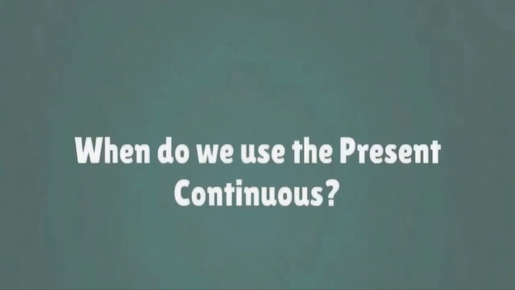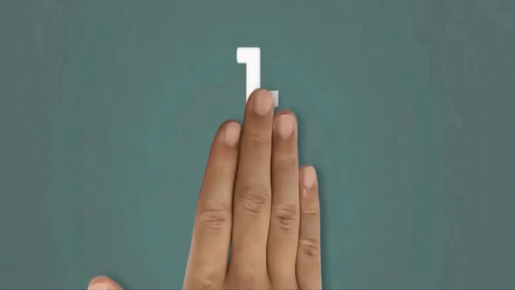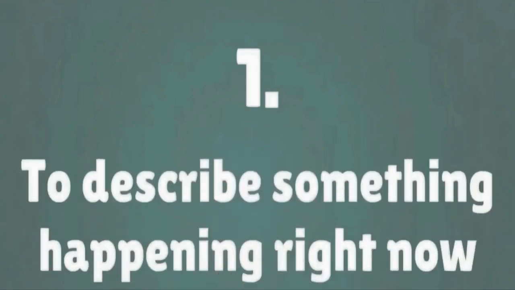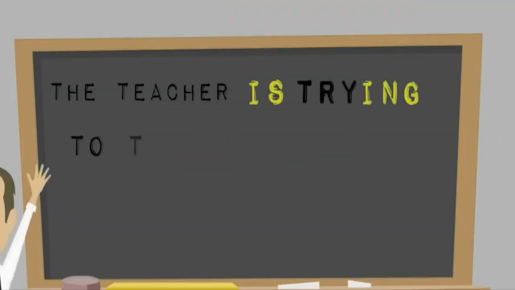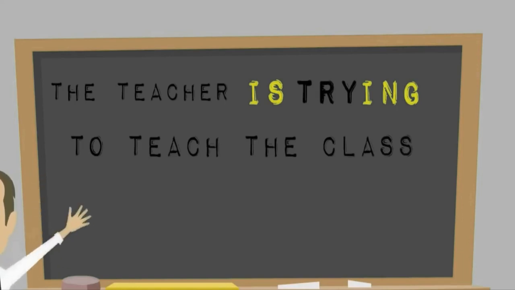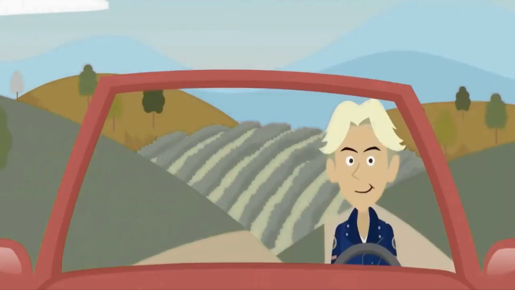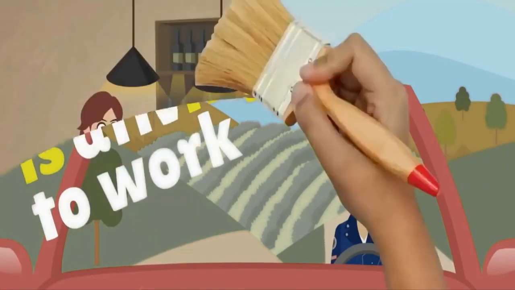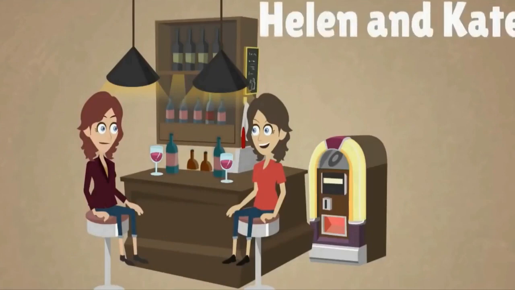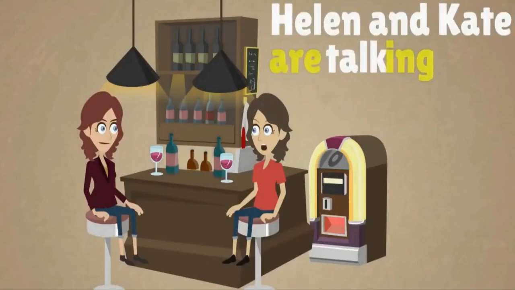When do we use the present continuous? 1. To describe something happening right now. The teacher is trying to teach the class. Andy is driving to work. Helen and Kate are talking.